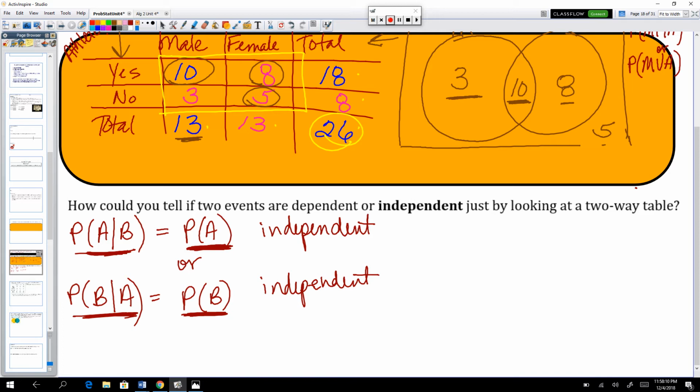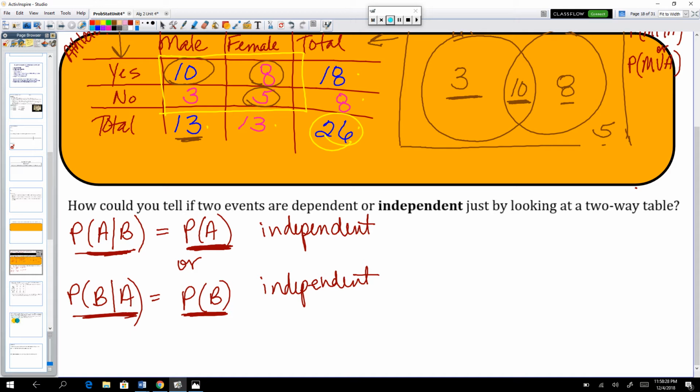Whether you subdivide your room into just the B people and choose A, or you take the whole room and choose A, it's completely independent of each other. But if those are different, then those events are not independent of one another. Those are dependent events.